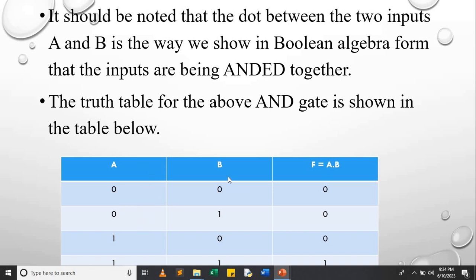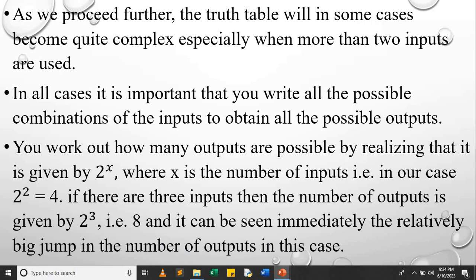So, AND gate. If you have two conditions that must be true for that thing to be true, that is called an AND gate situation. As we proceed further, the truth table will sometimes become quite complex, especially when more than two inputs are used.